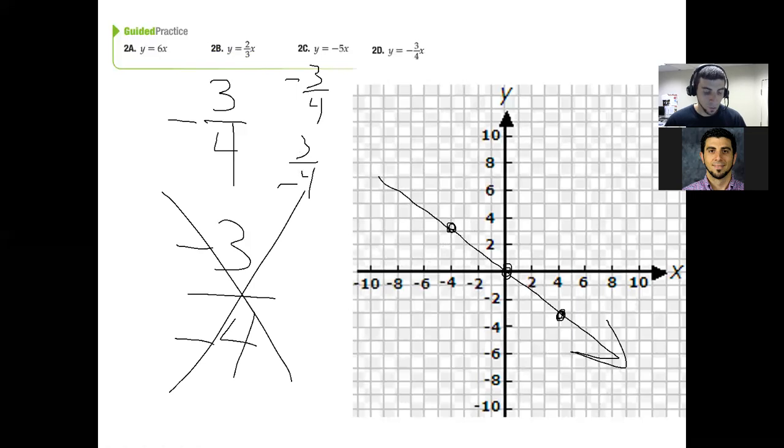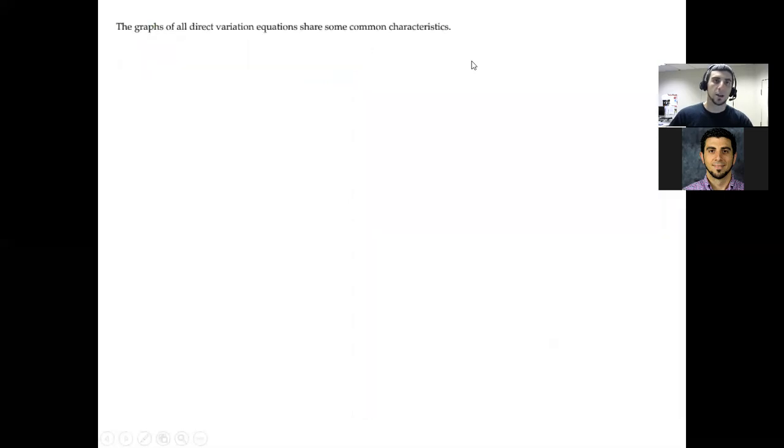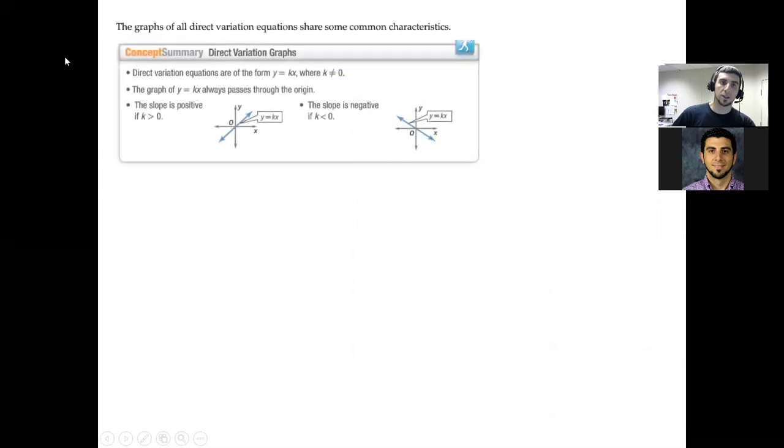Either way, if you do it correctly, you're still going to get the points that are on the same line. Okay? All right. So the graphs of all direct variations share some common characteristics. The direct variation equation has the form y equals kx, so it's always y equals whatever the constant of proportionality is times x, and the graph of y equals kx always passes through the origin.